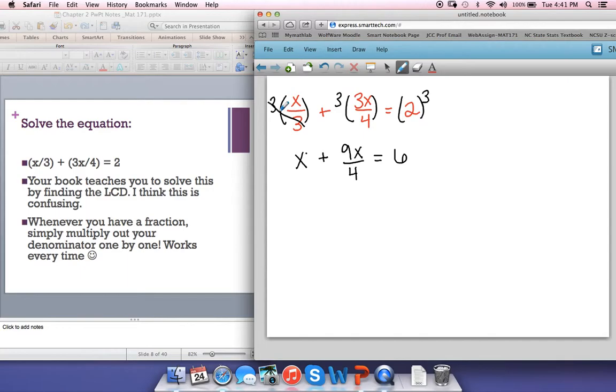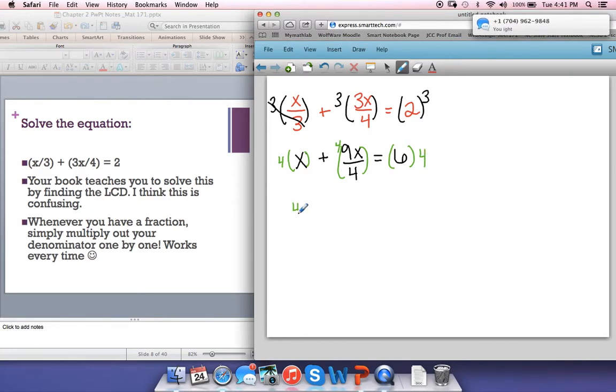Okay? Notice how now one of the fractions that I had went away. Your book talks about doing a least common denominator, okay? But I choose not to do that because I think this is so much easier, less to keep track of. What's my next fraction? Well, I got this 4 in the denominator, so now I'm going to multiply each term by 4 in order to get rid of that fraction.